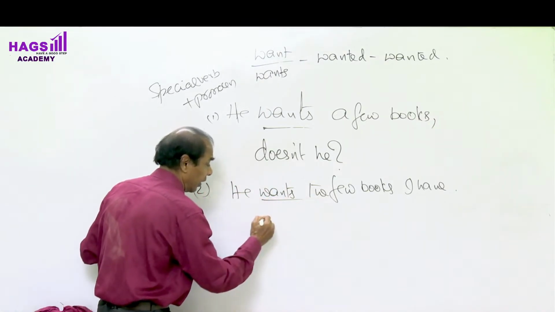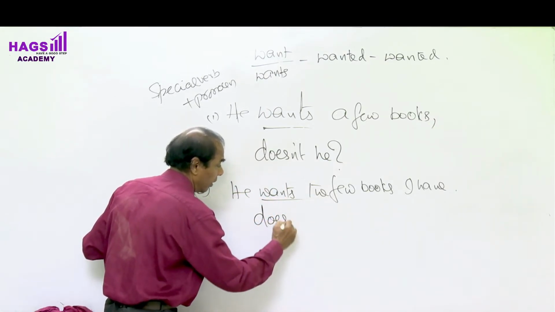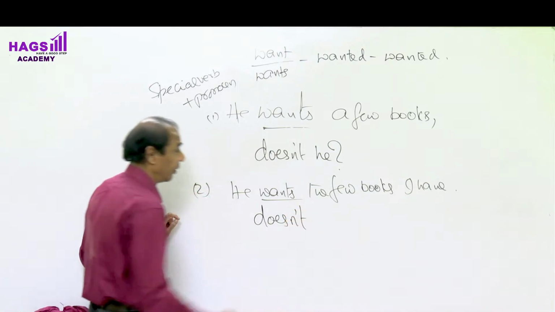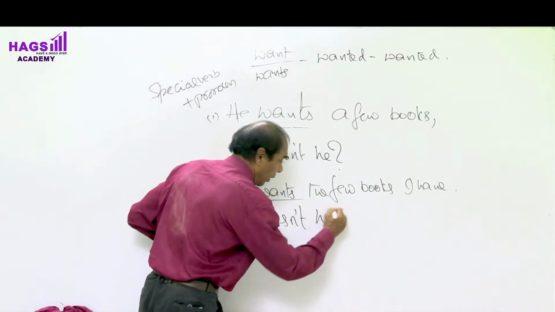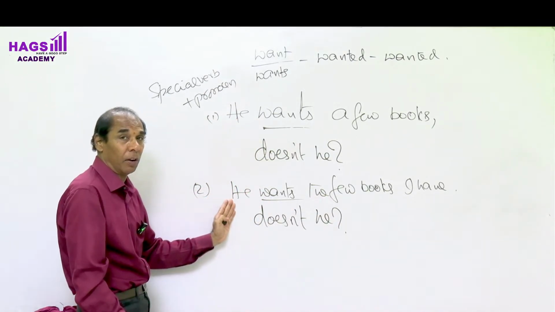Wants is present tense with us, so you borrow does. Does plus not, doesn't. Pronoun. What is the pronoun here? He. If a noun is here, in the place of the noun you write a pronoun. But the pronoun is already given here. Like that. Right, my students? He wants the few books I have. Look at the board, third one.